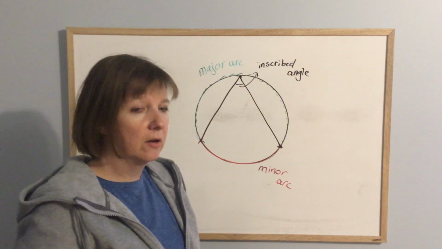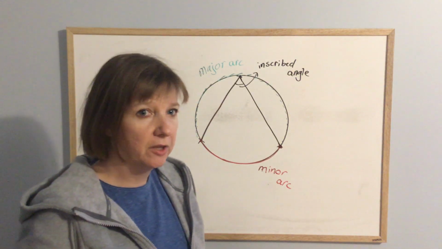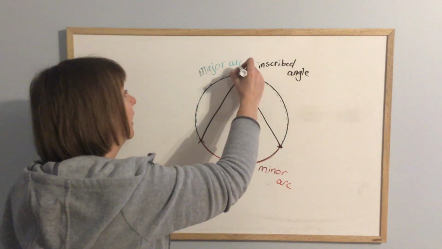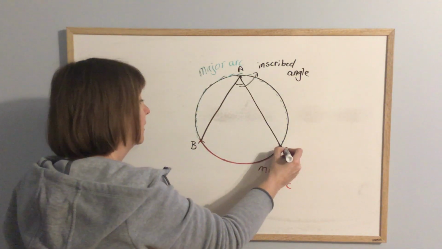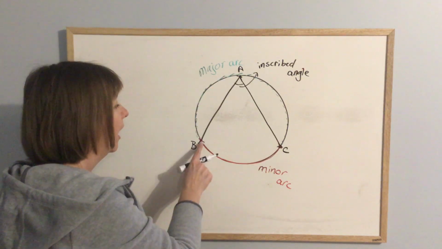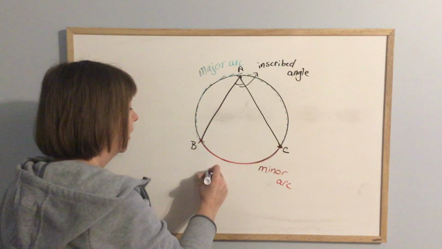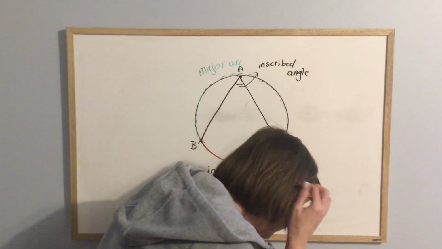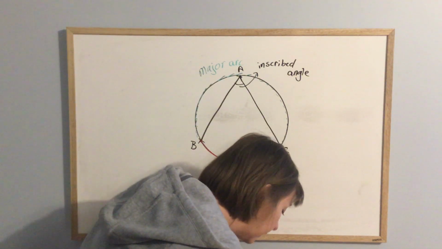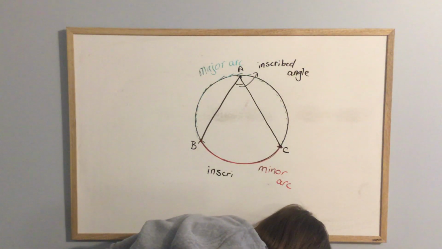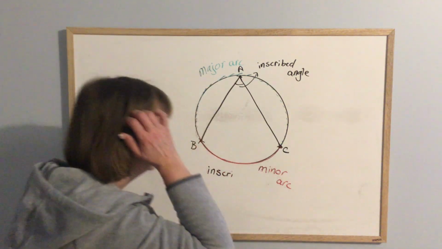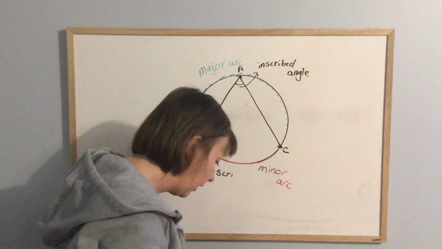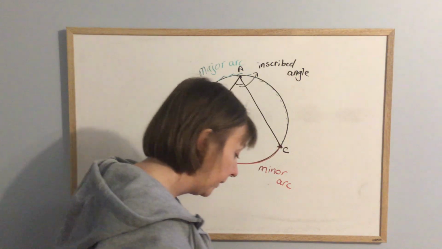Now, they use geometry language when they talk about this, and so if this was labeled, say, A, B, C, I would say that angle A is inscribed by BC. It's inscribed by the arc BC.